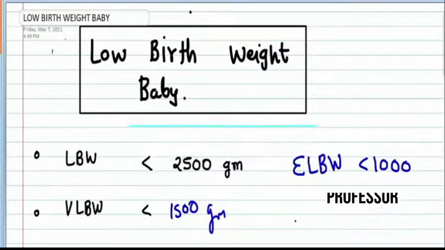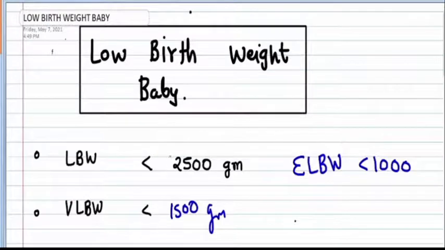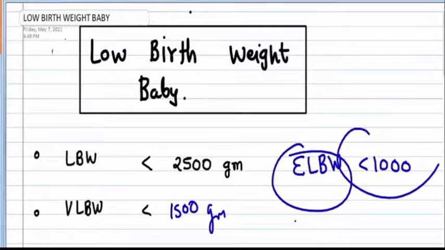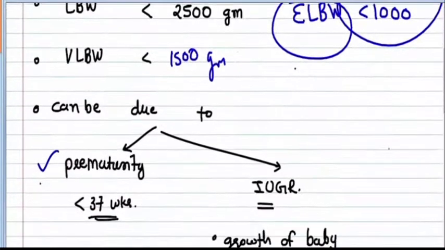A low birth weight baby is when the birth weight of a baby is less than 2500 grams. Very low birth weight is when the birth weight is less than 1500 grams. And extremely low birth weight is when the birth weight is less than 1000 grams.